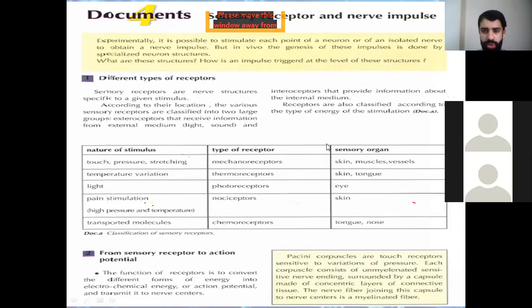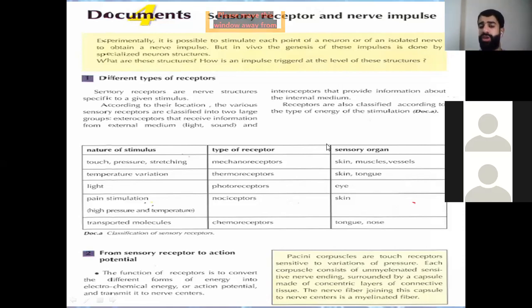Moving to paragraph 2. Paragraph 2 talks about going from a sensory receptor to an action potential. The function of receptors is to convert the different forms of energy into electrochemical energy, or action potential, and transmit it to the nerve center. So the function of these receptors is to convert different forms of energy, like the heat, the sound, the pressure, the pain, into electrochemical energy or an action potential.